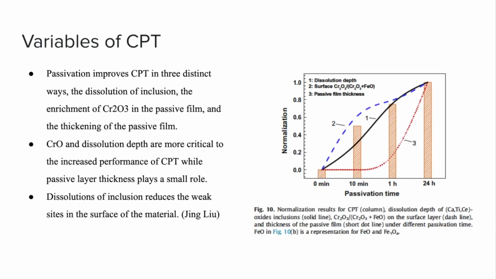Some variables to consider with CPT. Passivation improves CPT in three distinct ways: the dissolution of inclusions, the enrichment of chromium oxide in the passive film, and the thickening of the passive film. Chromium oxide and dissolution depth are more critical to the increased performance of CPT, while passive layer thickness plays a smaller role. Dissolution of inclusions reduces the weak sites in the surface of the material.